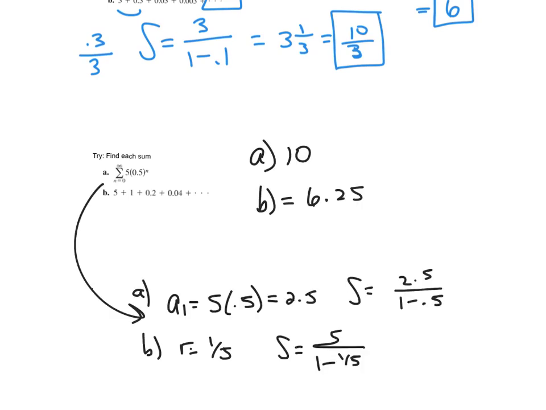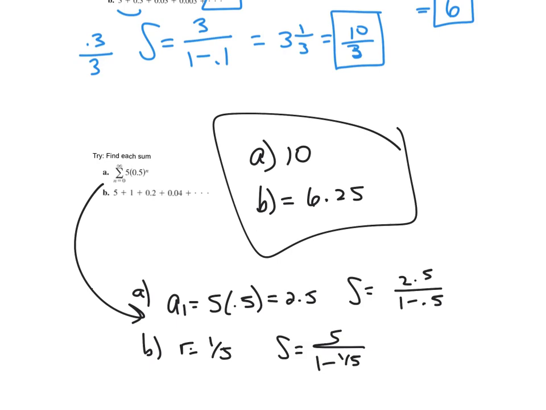All right, guys, check out the answers. They are 10 and then 6.25. I wrote the work down for both of these. Remember, for A1, you have to actually solve for it if they have a slightly different version of the formula there. It's always a good idea just to make sure you're doing it correctly by plugging in 1 for your first term. It helps you verify that you're good to go.